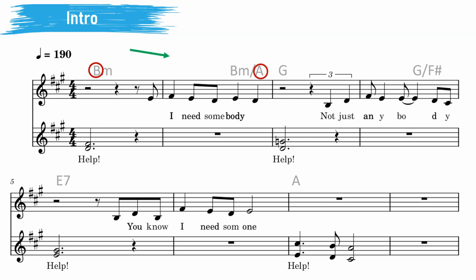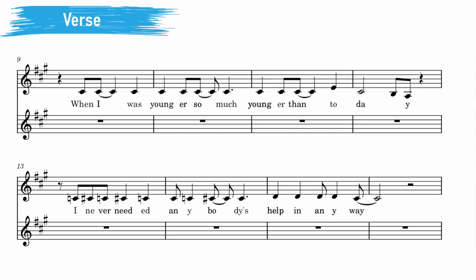B, A, G, F sharp, E, A. The progression of the verse is A, C sharp minor, F sharp minor, D, G, and A. There is one chord every 2 measures.